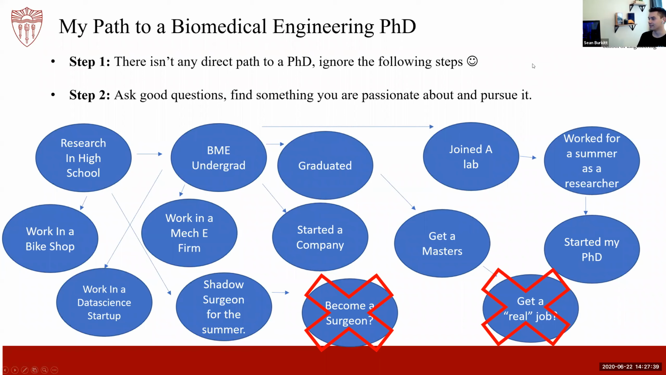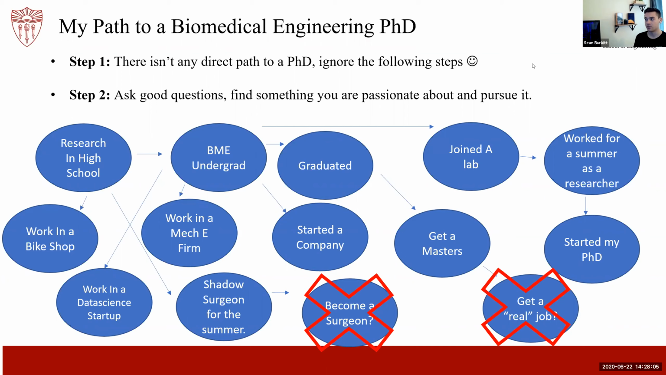Yeah, so step 1, there's no direct path. So ignore everything I'm about to say. What I mean by that is that your path to science might be different than mine, and it also doesn't matter. Every individual path is unique, and I think it's awesome for people to take routes that aren't standard when you're going into these kinds of fields. Say you want to go into medicine, which I thought I was going to do for a long, long time.